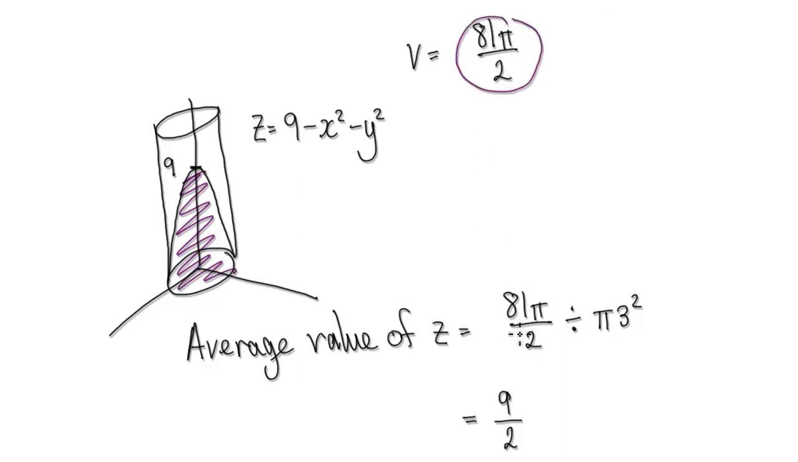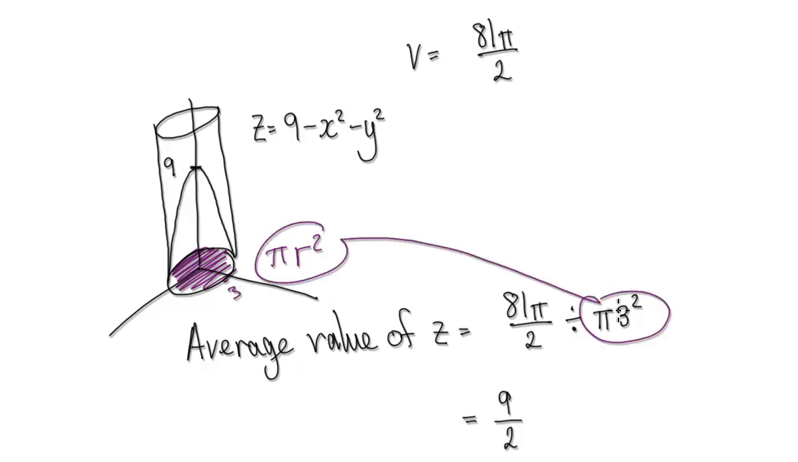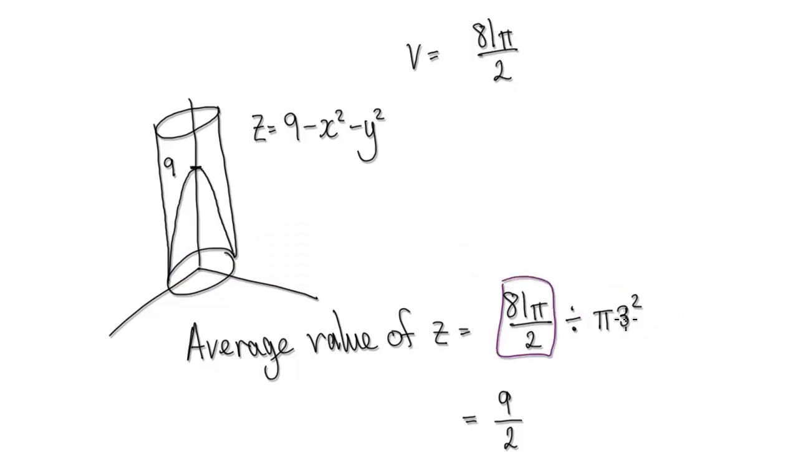So once you've got the volume, the average value of z is given by the volume divided by the region in which you're integrating over, which is pi r squared. The radius is 3, so that will then give you this thing here. So get the volume divided by the area, and then that will give you the height. So this is your average height. This is your average value of z.